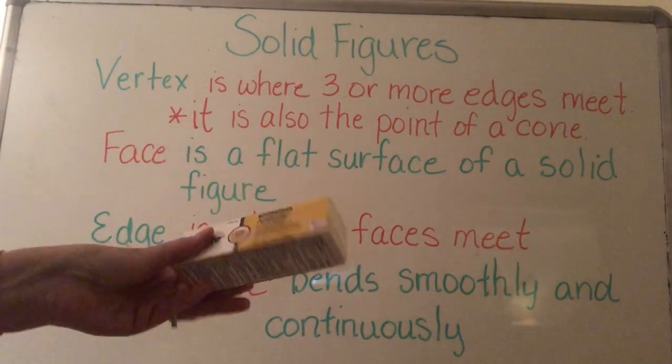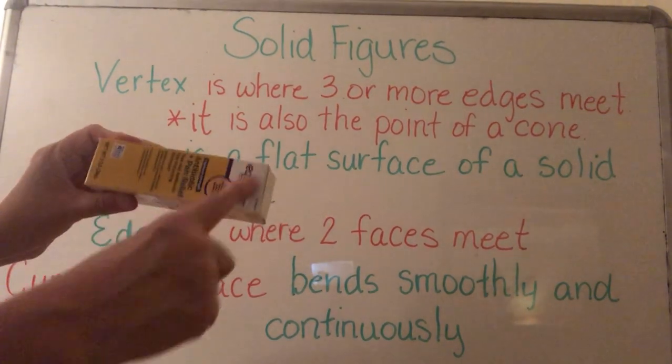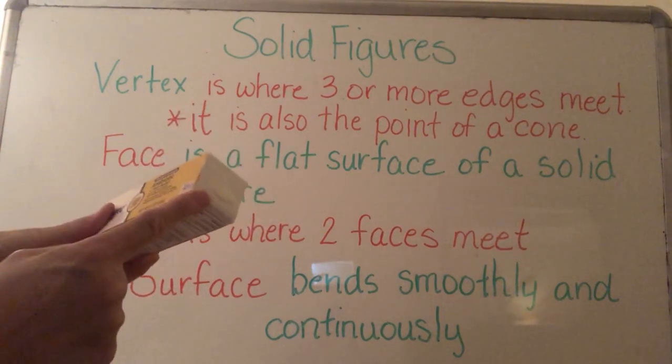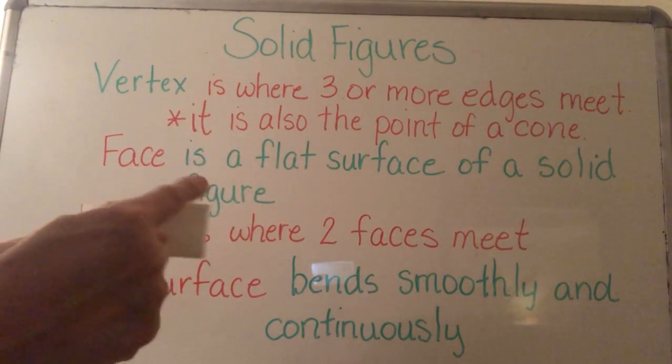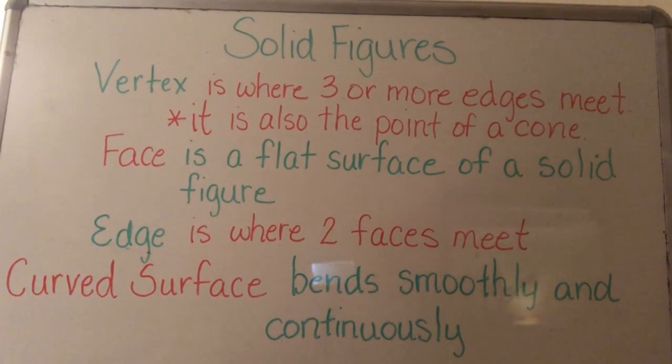Box that has antibiotic cream in it. Okay, this is also a rectangular prism that's made up of rectangles that come together with edges and vertices, or vertexes. Okay, so that's a rectangular prism.